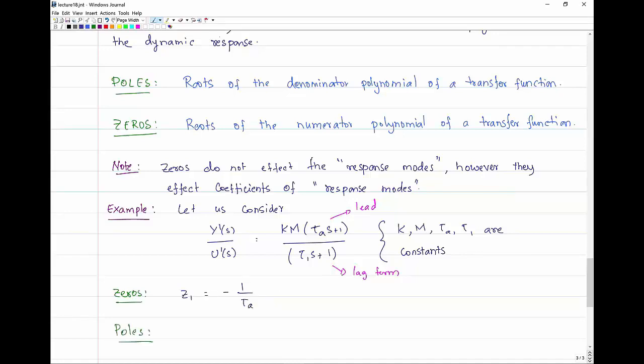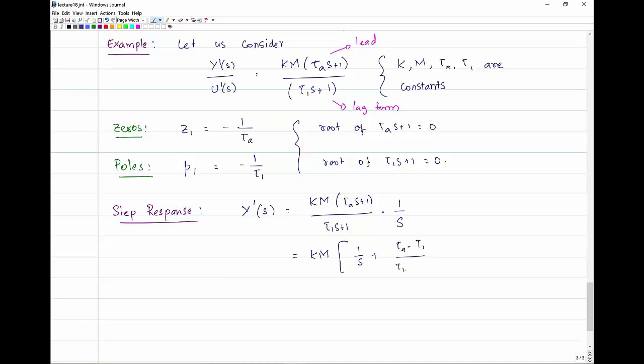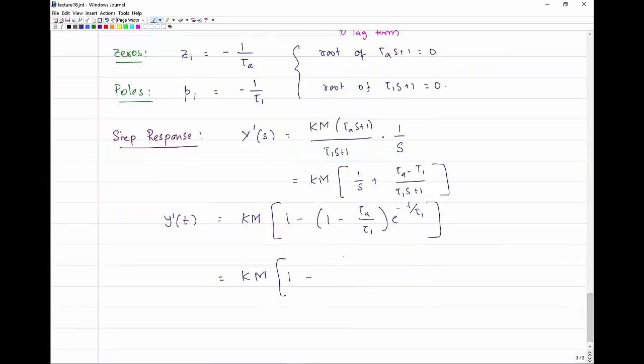There is a zero for this process at negative 1 over tau a. There is a pole at negative 1 over tau 1. And these are, of course, the roots of the numerator and the denominator polynomials. If we try to find the step response of this system, we end up with the following time domain expression that includes an exponential and a constant term.